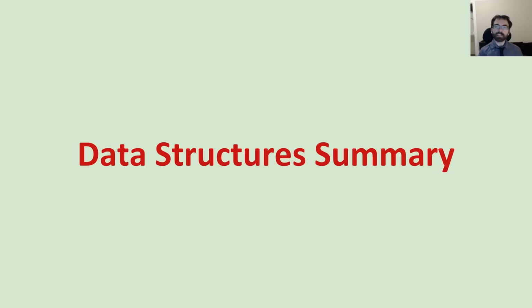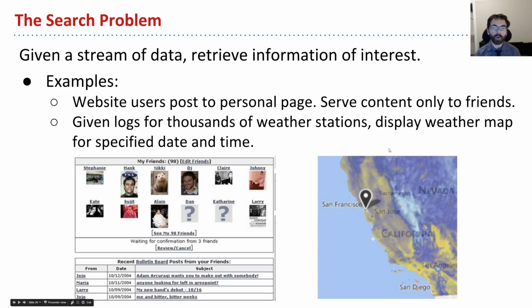To end this lecture, we're actually going to summarize all of the data structures we've implemented up to this point. All of them basically do the same thing, which is solve something I call the search problem. Given a stream of data, I want to get the information I want from that stream. For example, a website user posts something to a personal page, and we want to serve that content, whatever it may be, only to their friends. This is a very old social network from back in the day, and you want to make sure that only the people you want to be able to see things can see the things you want them to see.